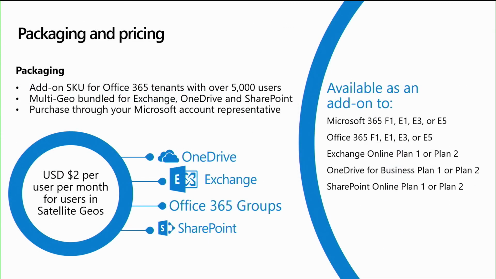Multi-Geo is a premium Office 365 offering. As of now, it's available as an add-on SKU for Office 365 tenants with a minimum of 5,000 users. And it's all bundled up. Our promise is continuing to evolve for Multi-Geo. So today you have Exchange and OneDrive available. In the near future, you're going to get SharePoint Online and Office 365 groups. We're also in talks with other Office 365 services to get those applications Multi-Geo enabled. So the suite itself is continuing to broaden, and it's all bundled together at the price point that we're going to offer it at.